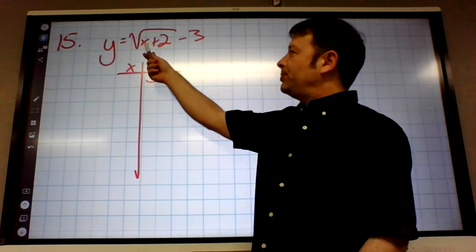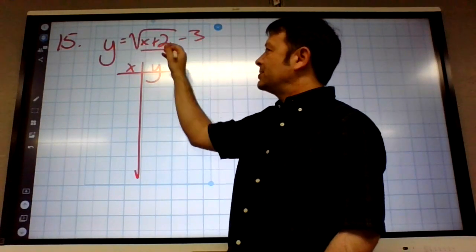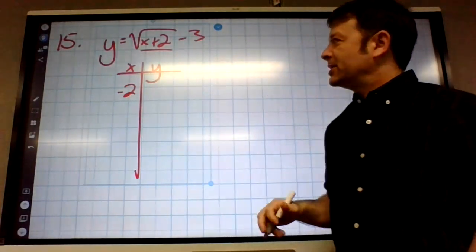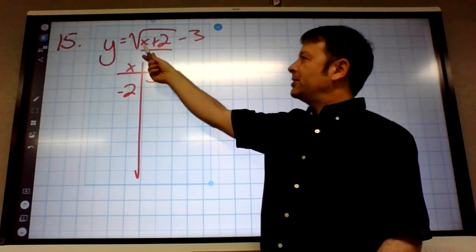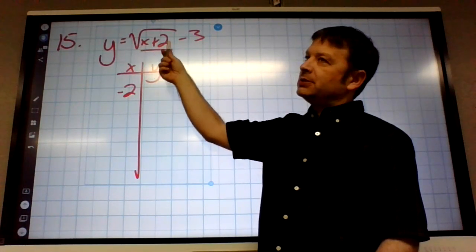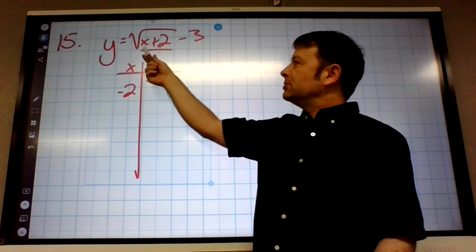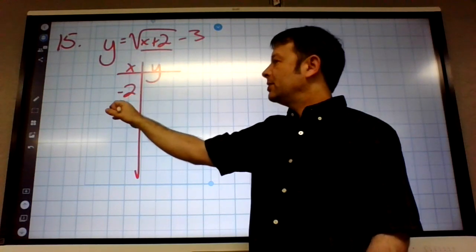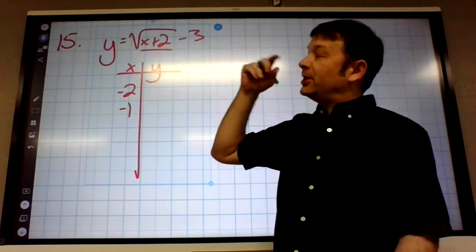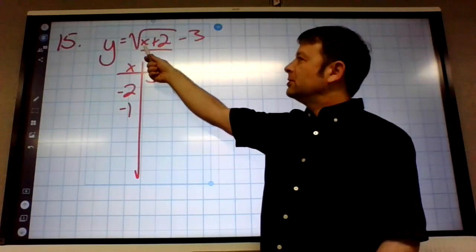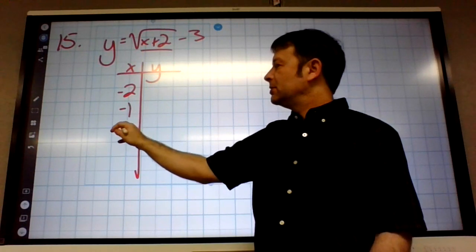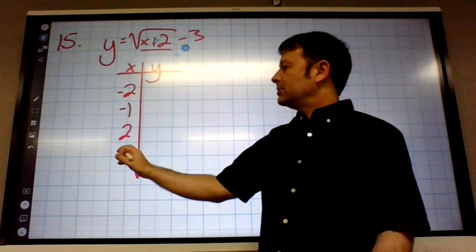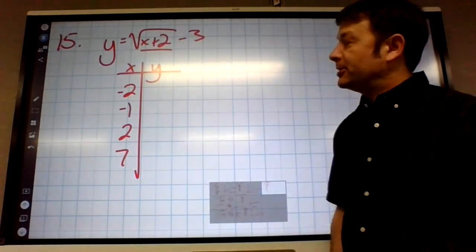So what x value could I plug in right here to make this a 0? Negative 2. What x value could I plug in right here to make this equal 1? Because 1 has a nice square root. 2 plus what equals 1? Negative 1. What could I plug in right here to make this equal 4? 2. And what could I plug in right here to make this equal 9? 7. So those will come out nicely.